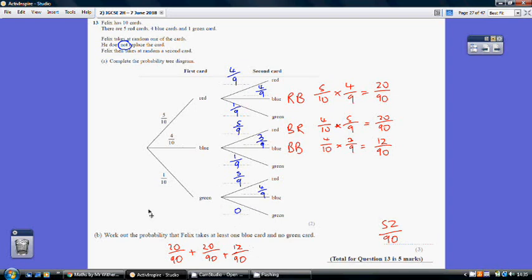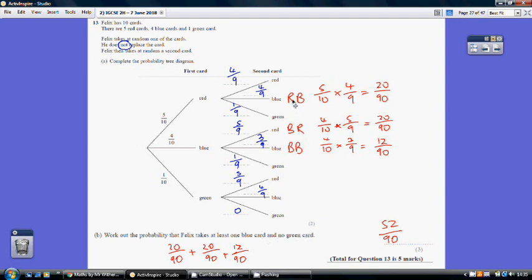Now for part B, we've got to work out the probability that Felix takes at least 1 blue card and no green card. So these are the 3 branches that we're interested in, where we got a red and then a blue, or a blue then a red, or a blue then another blue. Those are the only 3 ways that we can get at least 1 blue card and no green cards.